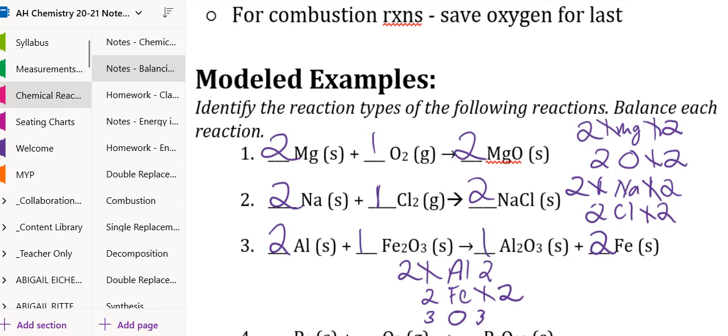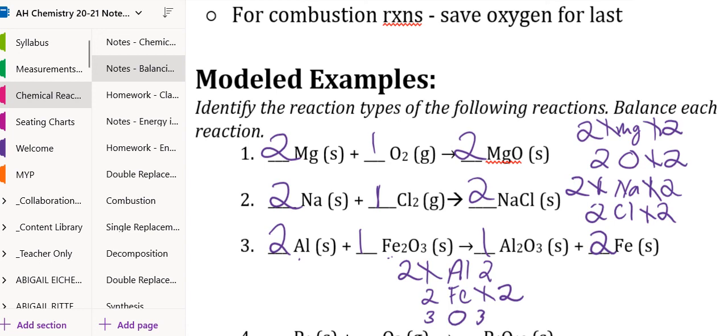What type of reaction is this? Single replacement. We have an element reacting with a compound. And what element does the replacing in this? Aluminum, right? Aluminum replaces iron. It's a single replacement. One thing replaces another. In a double replacement, you have 2 things replacing.